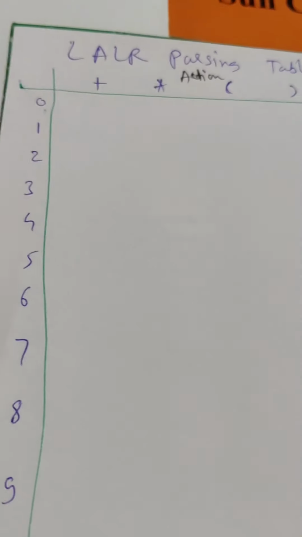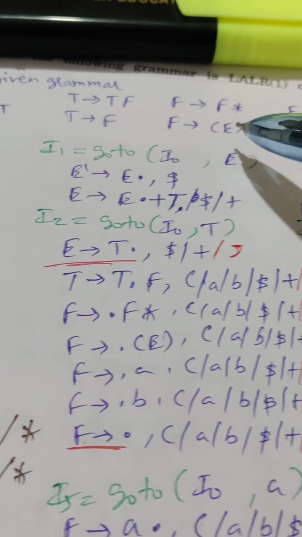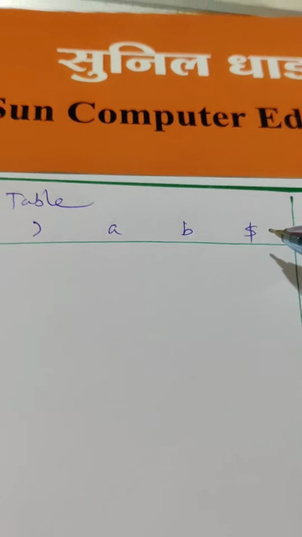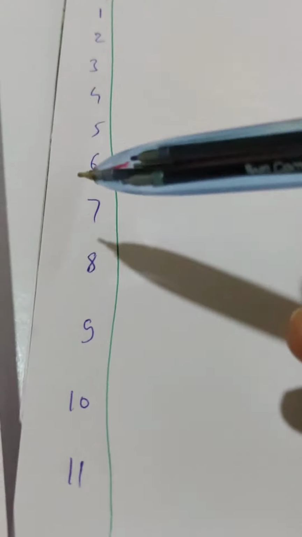So as we know, in the LALR parsing table we have two parts, the action part and the goto part. In the goto part we have non-terminals, and in the action part we have terminals. So I've taken the terminals from the grammar here: plus, star, opening bracket, closing bracket, A, B, and epsilon is never in the action part. And dollar, because dollar is the end of input, we don't take it here. We have items from 0 to item number 12. Now let's make the shift and goto entries first.